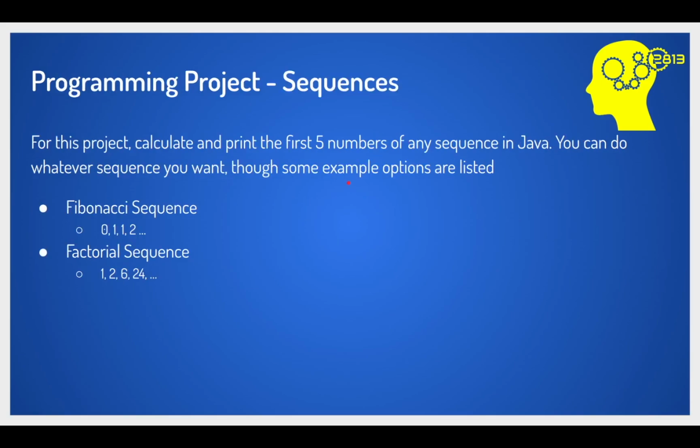Okay, so now it is your turn to do exercises and practice what you learned today. For your project today, you're going to try to calculate and print the first 5 numbers of any sequence in Java. You can choose a sequence, but here are some examples that we came up with. The Fibonacci sequence is a sequence where you start with 0 and 1, and then each next number is the previous 2 numbers added together. So 0 plus 1 is 1, which makes the third number, and then 1 plus 1 is 2, which makes the 4th number.